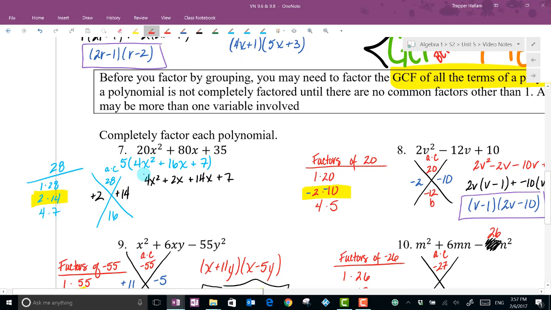Now we can proceed by grouping. Again, we're coming back to that 5. We're just ignoring it for now. We're going to bring it back in at the very end. So here's our 2 groups. We're going to GCF these.